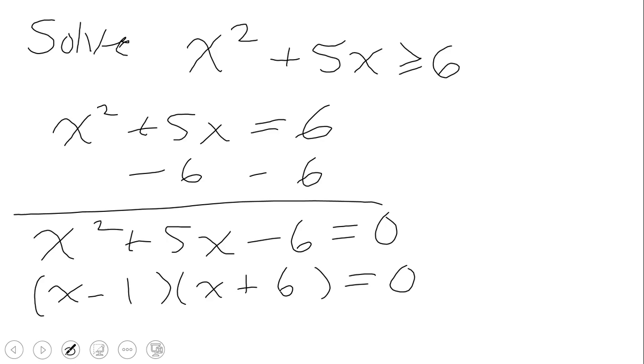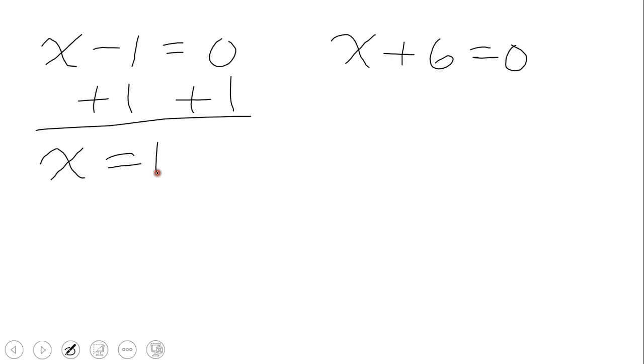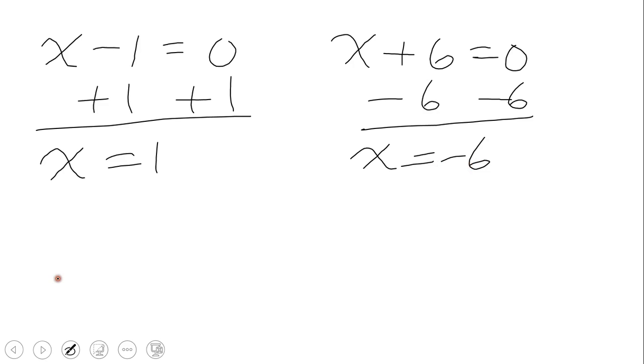So now that means that x equals 1 or x equals -6. So x minus 1 equals 0, and x plus 6 equals 0, which means x equals 1 or x equals -6. I'm going to go to the next slide and do a number line from -6 to 1.